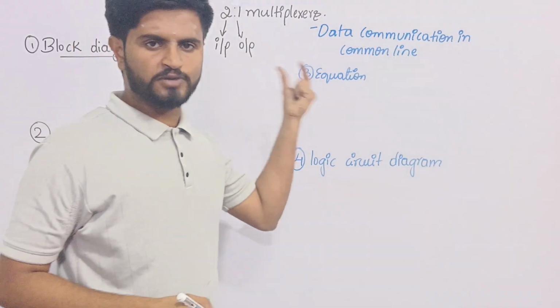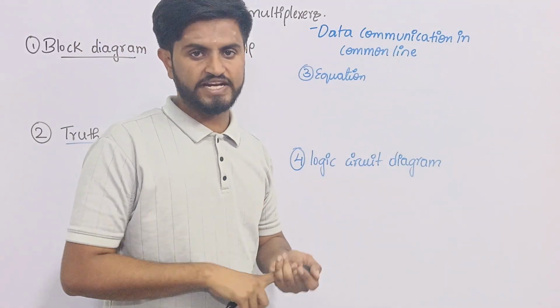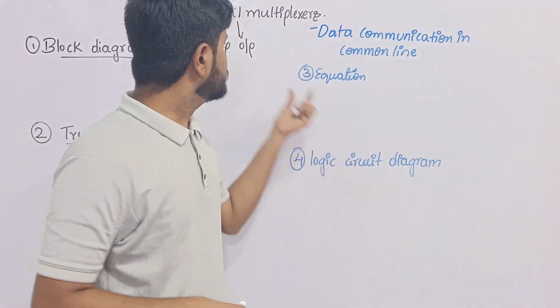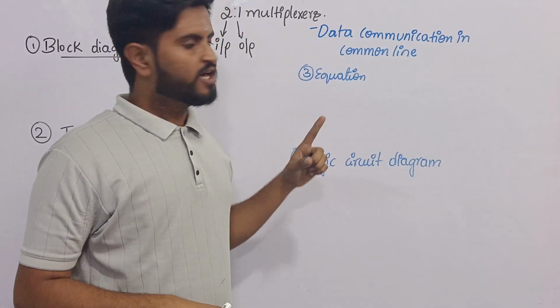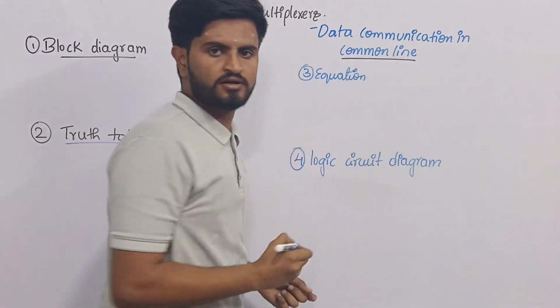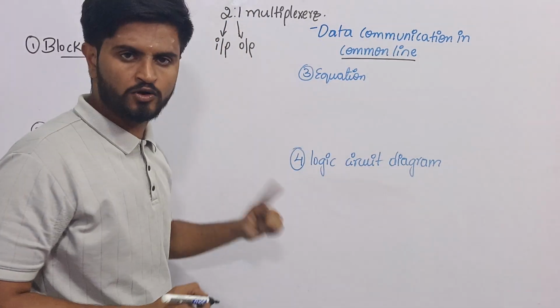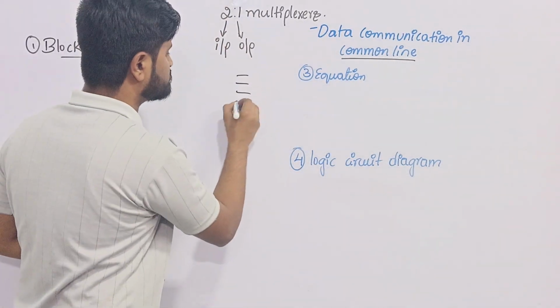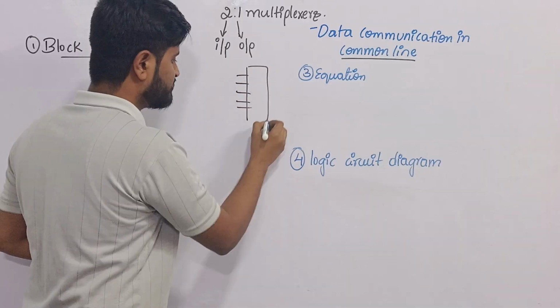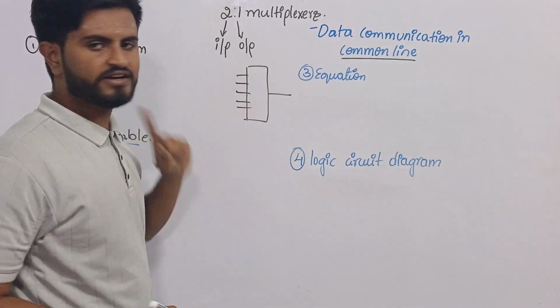In all types of multiplexer, whether it may be 2 to 1, 4 to 1, 8 to 1, the 1 represents the only one output. These are used for data communication in a common line. See the word common line. Common line means only one output. Whatever the inputs that we give, the output will be passed through the common line. That is a single output.